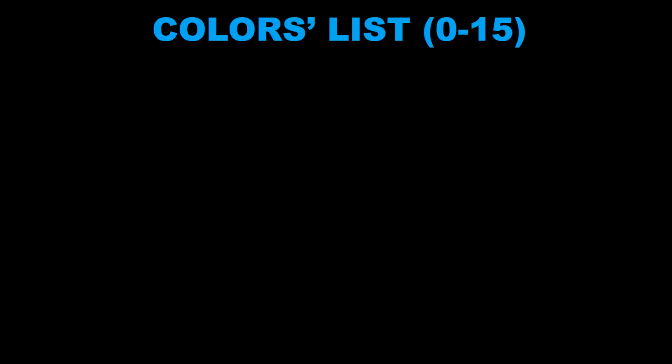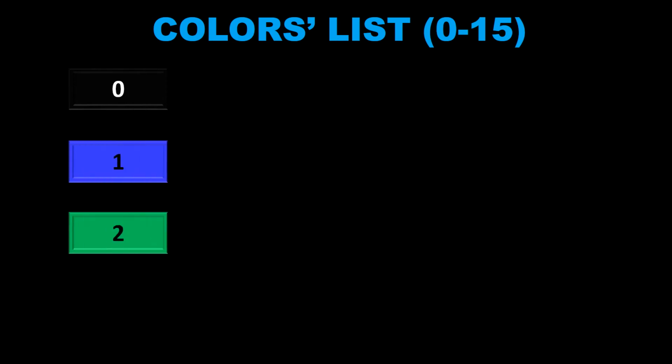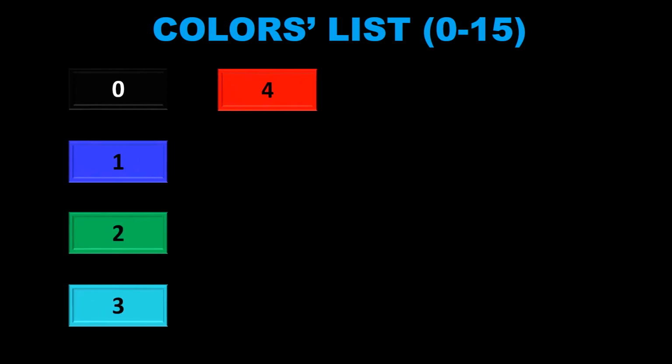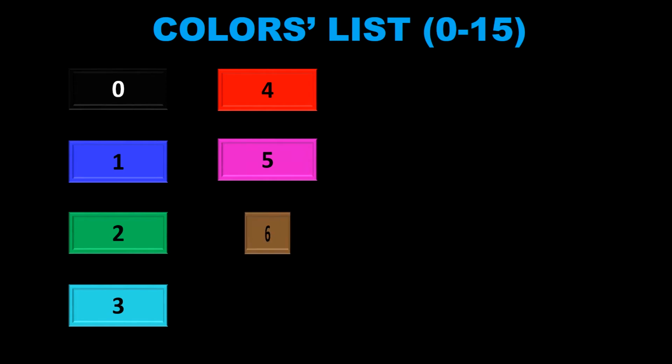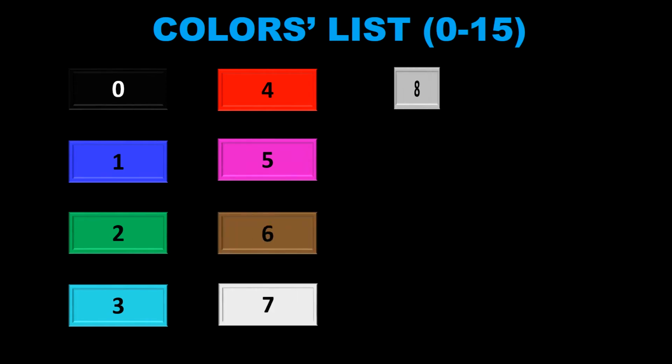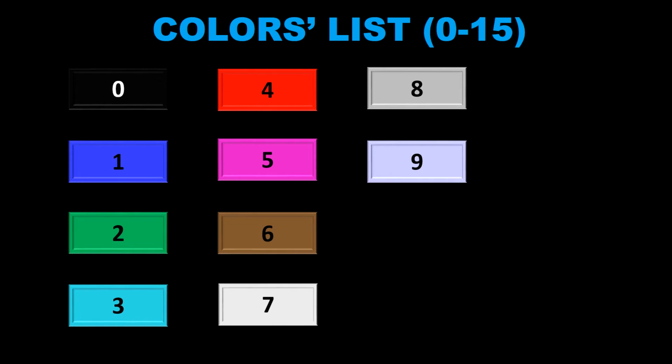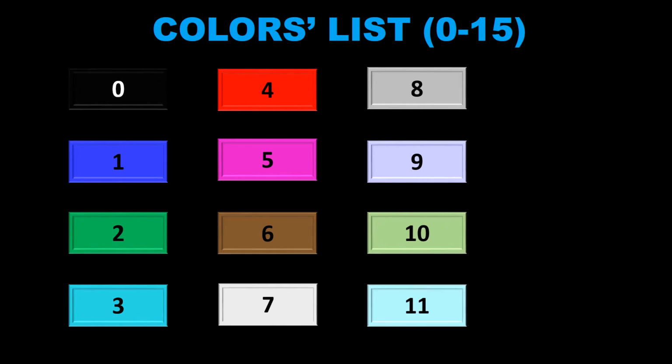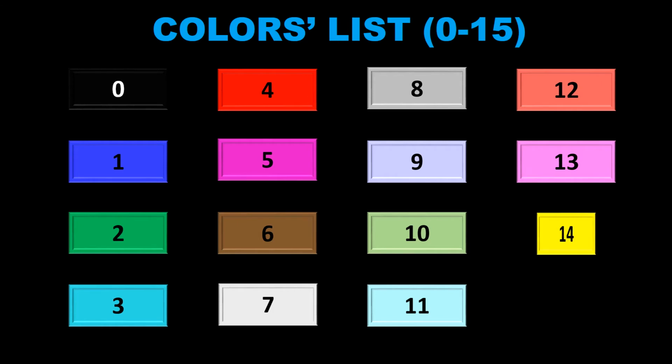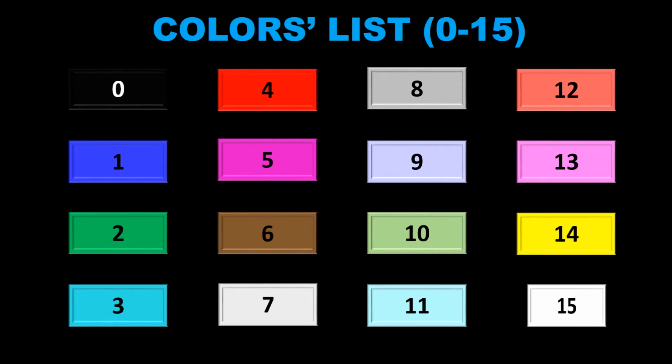We have total 16 colors in GW Basic to be used for graphics from 0 to 15, where 0 is black, 1 blue, 2 green, 3 cyan, 4 red, 5 magenta, 6 brown, 7 white, 8 grey, 9 light blue, 10 light green, 11 light cyan, 12 is light red, 13 is light magenta, 14 is yellow and 15 is intense white, means very sharp white.